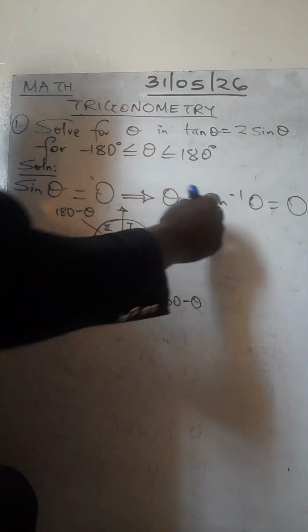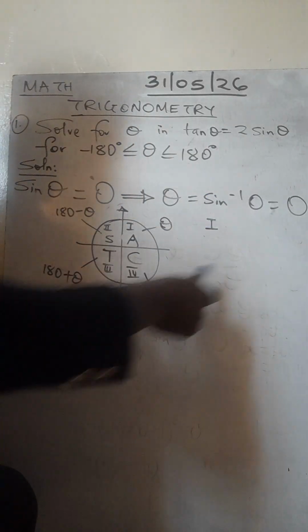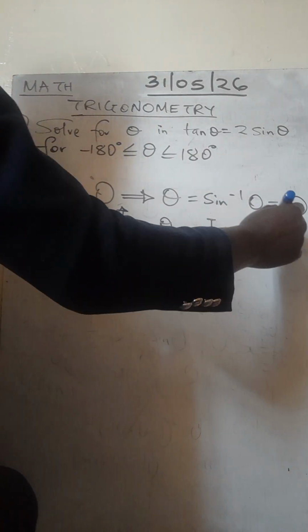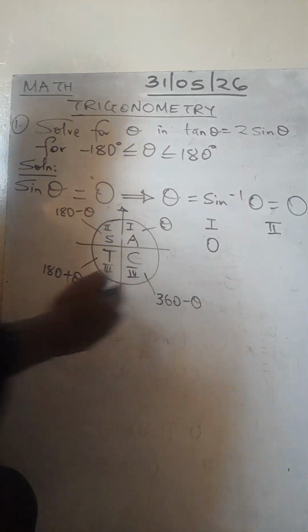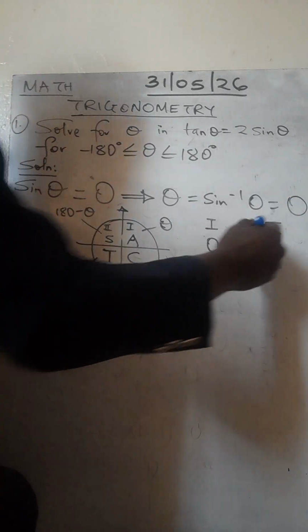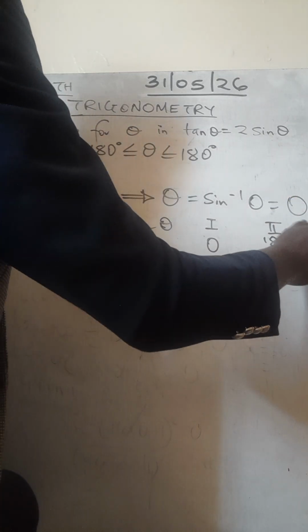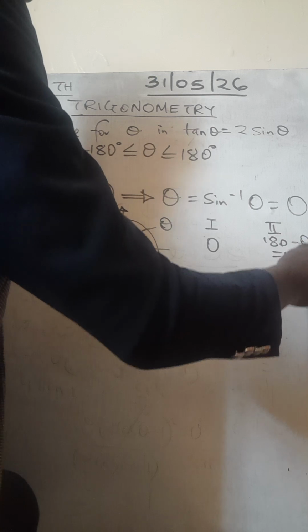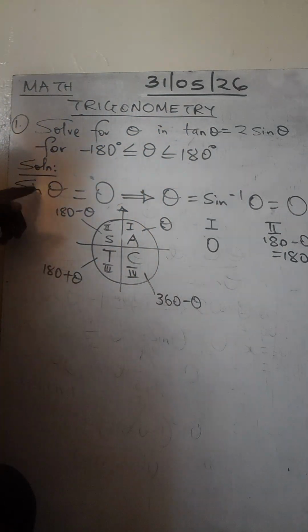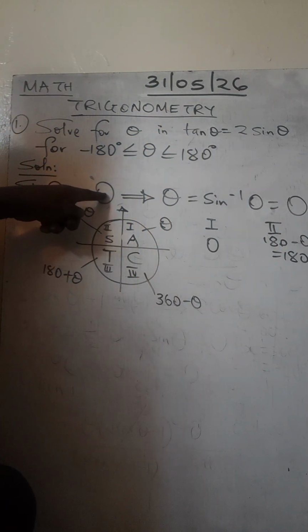Because here all ratios are positive, here only sine is positive, here tangent is positive, here cosine is positive. So positive sign, anything that is not negative is supposed to be found here and here. So in the first quadrant we have 0. In the second quadrant we are supposed to have 180 minus theta. So 180 minus 0 is just 180. That is when sine of theta equals 0. Option 1.